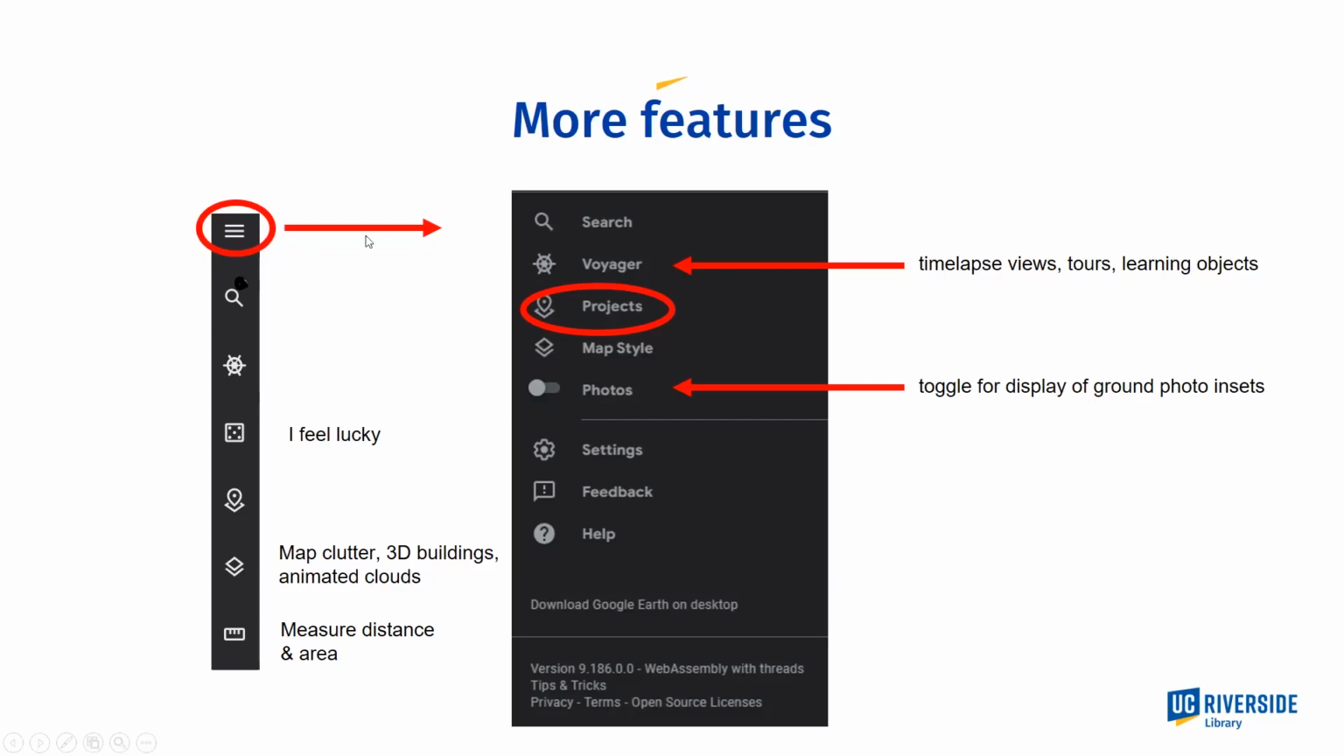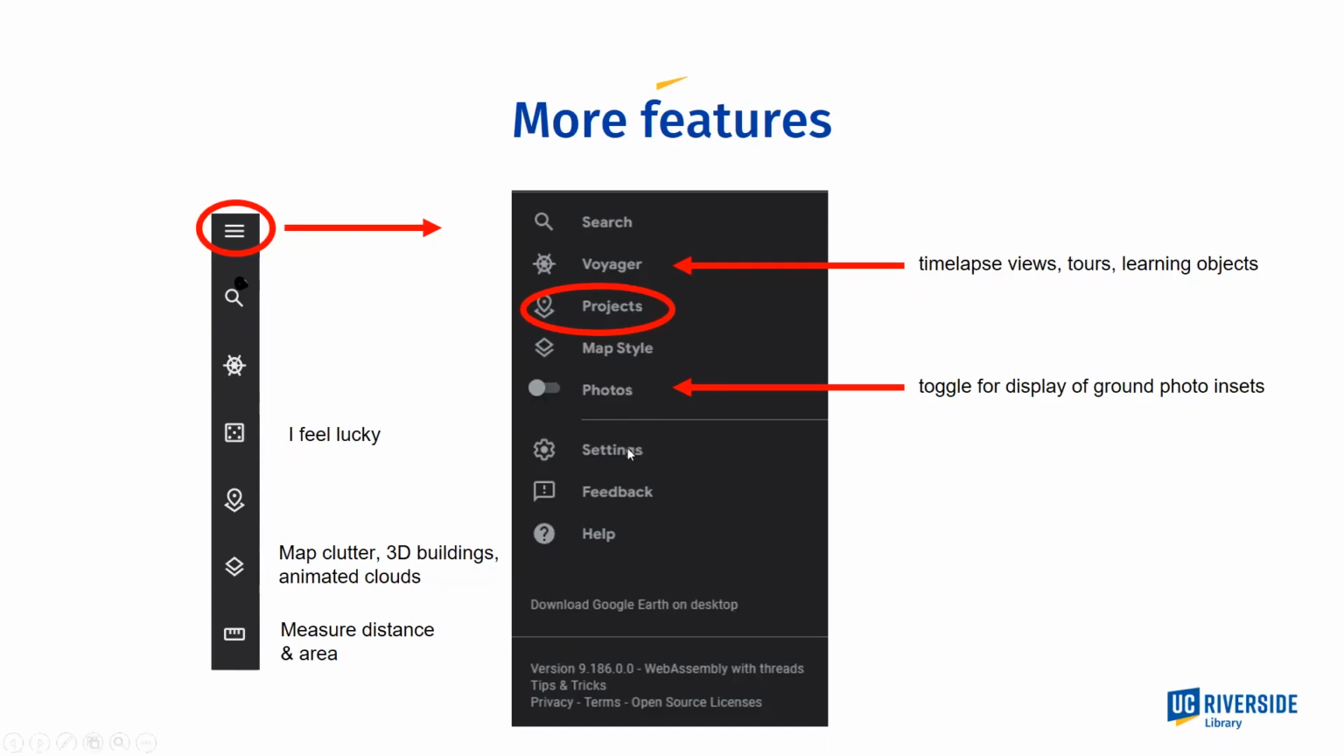And so let's see, now that we've expanded this, we have talked about this and this and this. Photos allows you to see ground photo insets. So that's different from street view. These are photos that people have taken in a particular place and uploaded to Google. So if that would help you at all, you can toggle those on.